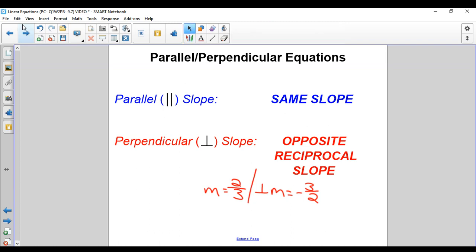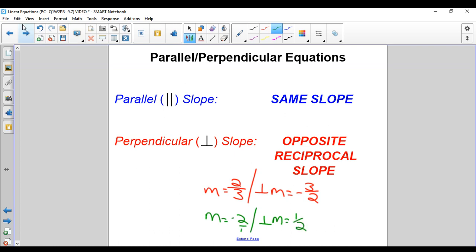All right, another example here is if I gave you a slope of -2, perpendicular slope would be the opposite sign, so the positive, and then reciprocal is flip the fraction, so it'd be 1/2. Those are some examples.